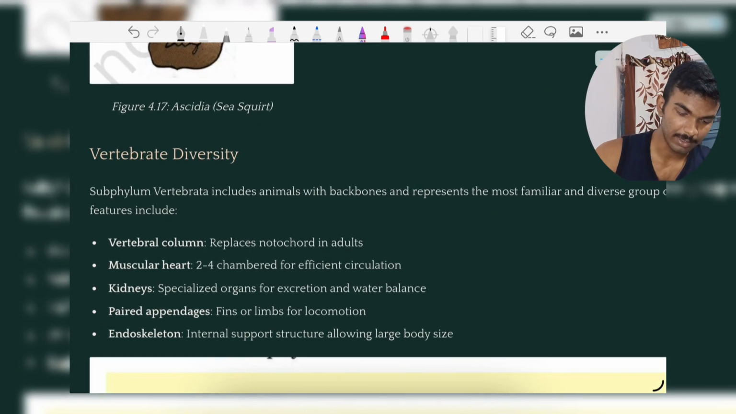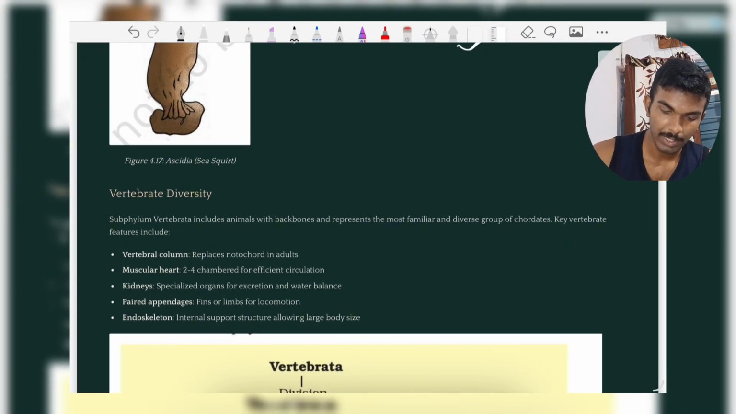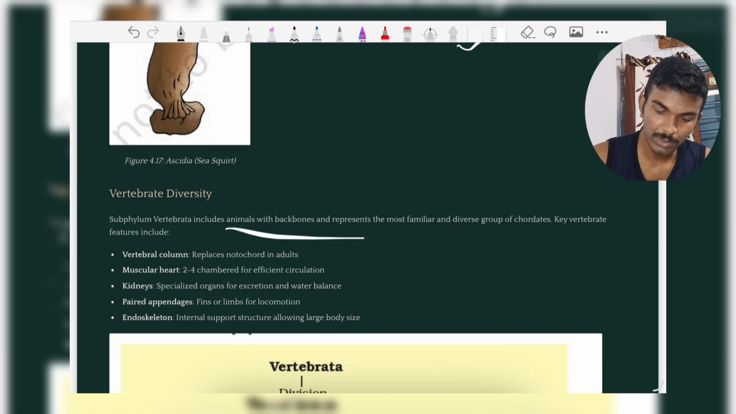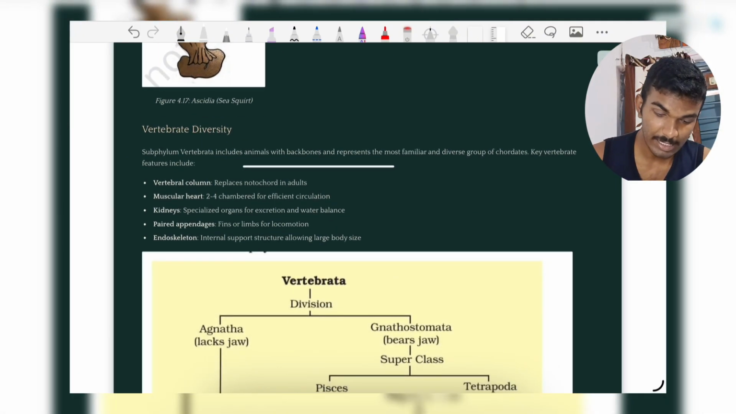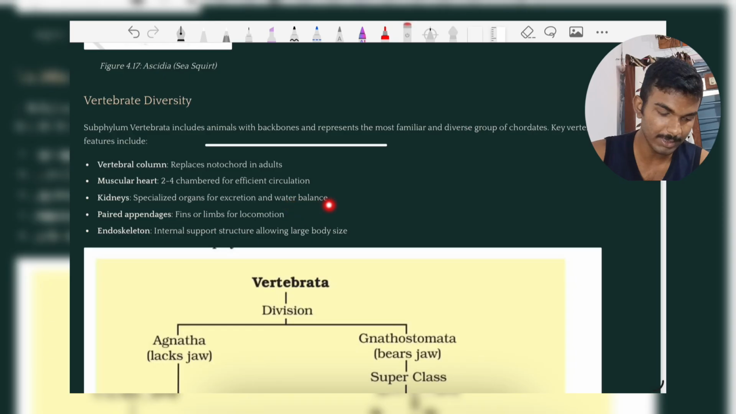Vertebrate diversity. Subphylum Vertebrata includes animals with backbones and represents the most familiar and diverse group of chordates. Key vertebrate features include: vertebral column replaces notochord in adults; muscular heart, 2 to 4 chambered, for efficient circulation; kidneys, specialized organs for excretion and water balance; paired appendages, fins or limbs, for locomotion; endoskeleton, an internal support structure allowing large body size.